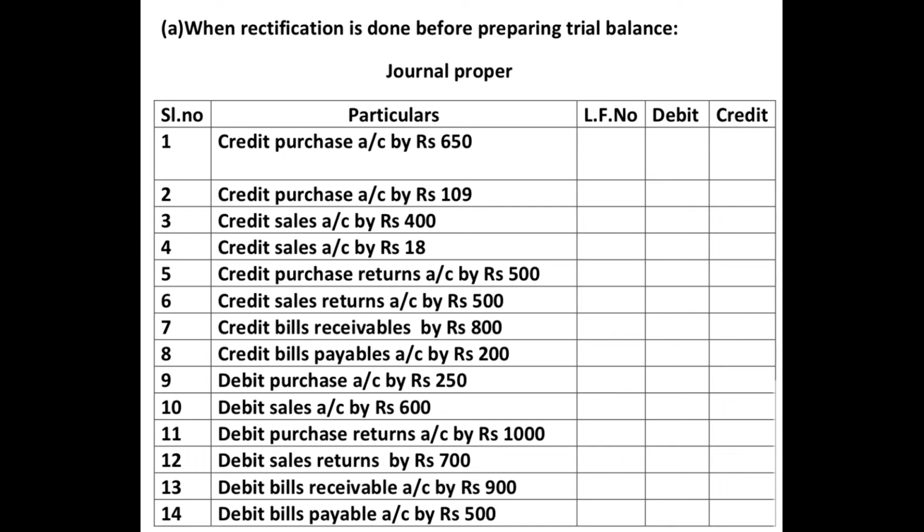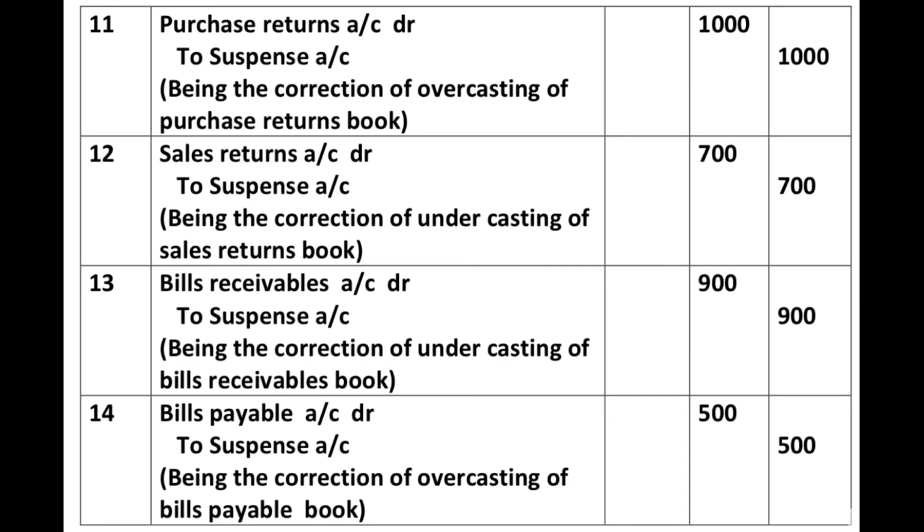A. When rectification is done before preparing trial balance, for 14th point, the sentence is debit bills payable account by 500 rupees. B. When rectification is done after preparing trial balance, for 14th point, the rectification of error entry is bills payable account debtor to suspense account 500. Narration: being the correction of overcasting of bills payable book.